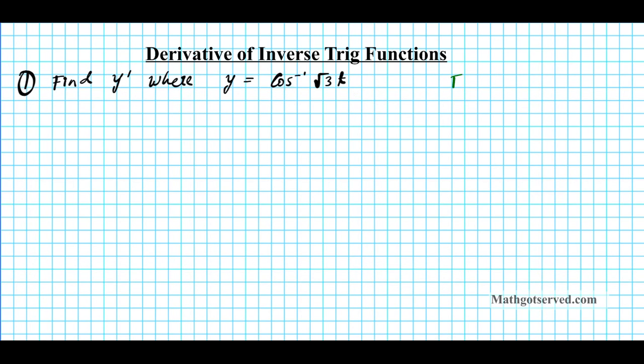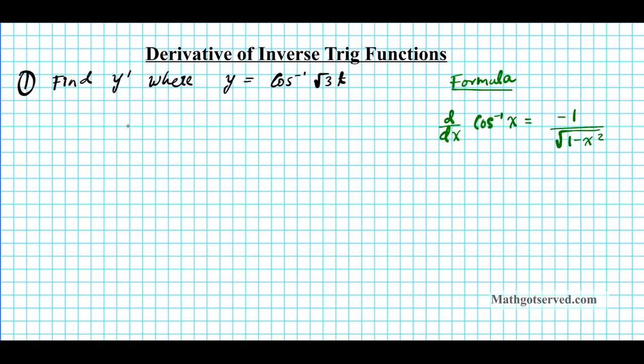So let's go ahead and write down what the formula is first, and then we're going to be applying it to this problem. So the derivative d/dx of the inverse cosine of x is equal to negative 1 over the square root of 1 minus x squared. Okay? In this case, we're going to be using the chain rule, right? Since the input of the inverse cosine is a function itself. Okay? So let's go ahead and do it.